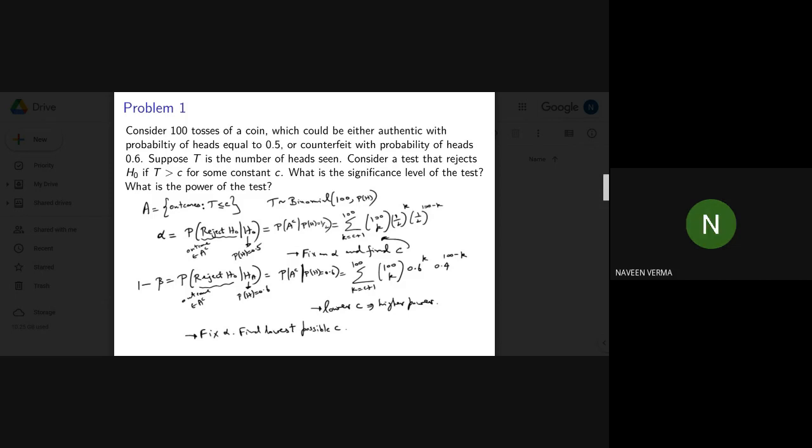If the heads are even less than the range, suppose we are going to reject when the heads are greater than 30, then also it makes it counterfeit. But there this alpha comes in. You would also want the significance level to be low.